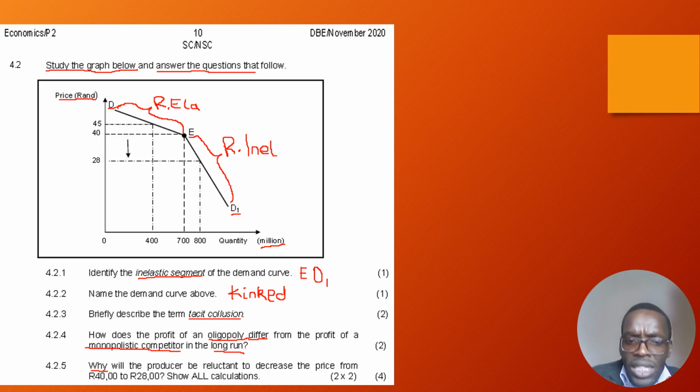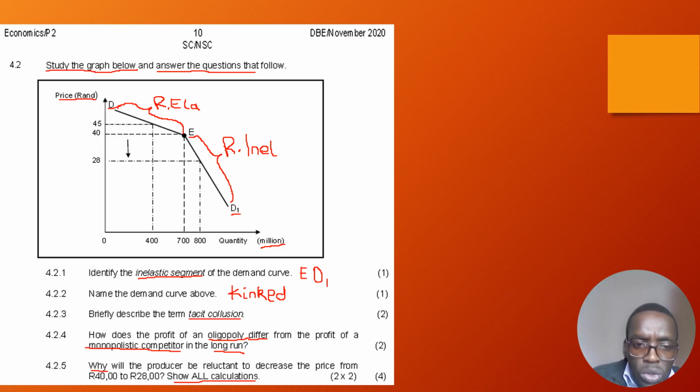Show all calculations. Now you are supposed to show all calculations to show why a producer will be reluctant. When we say reluctant, we are saying why is the producer not interested, not motivated or encouraged to decrease the price from 40 rands to 28 rands? Why are they not encouraged? The question says show all calculations, so you are supposed to show the calculations that justify why the producer is reluctant to decrease the price. Are we together? Right.